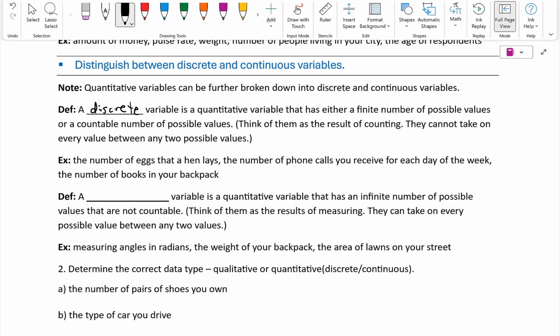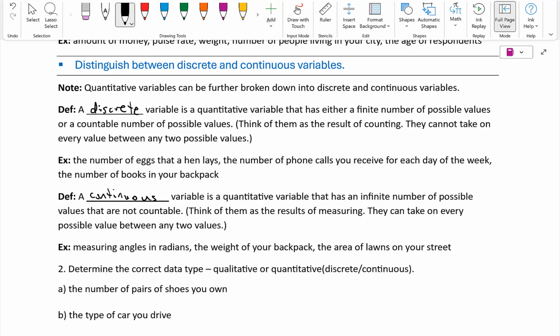Some examples include the number of eggs that a hen lays, the number of phone calls you receive for each day of the week, number of books in your backpack, so something we can count up or put in order. Definition here then, a continuous variable is a quantitative variable that has an infinite number of possible values that are not countable. Think of them as the results of measuring. They can take on every possible value between any two values.